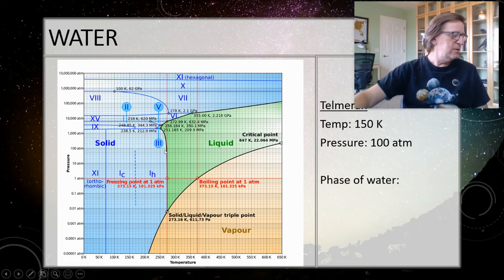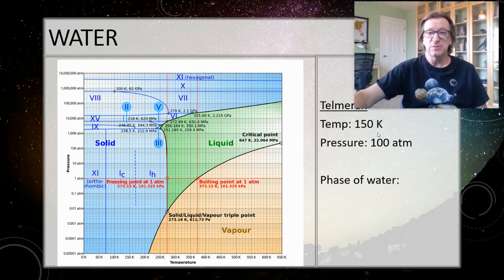This is Telmaron. So our temperature now is 150 degrees Kelvin. Well, on Earth, it would be frozen, right? That would be absolutely frozen. But is that going to be the case here? We don't know. We're going to have to look at the atmospheric pressure. So we're going to take 150 degrees. That's going to be right here.